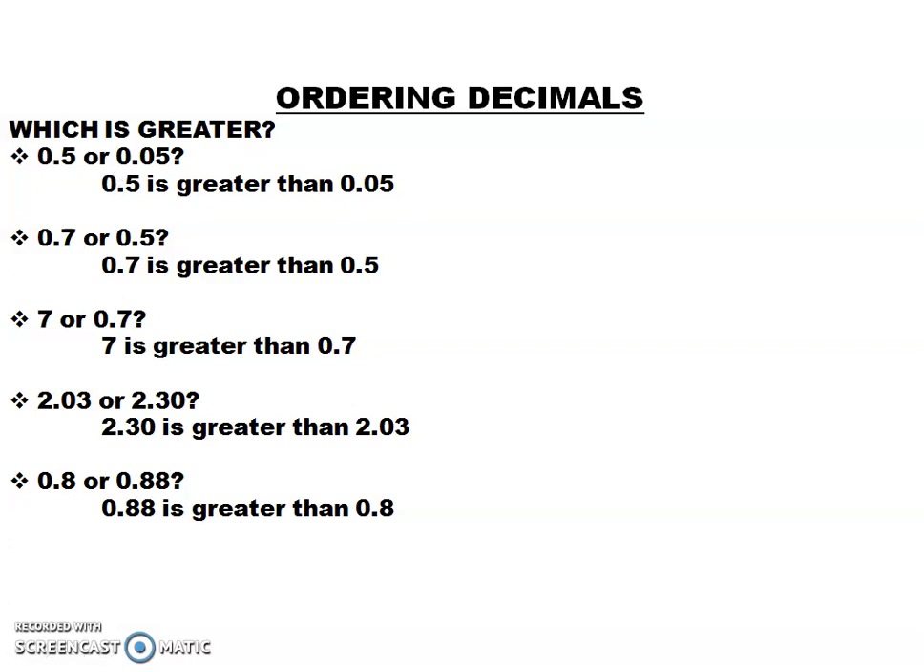So, next, compare the 10th position. Here it is 5. Here it is 0. Which is greater? 5 is greater. So, 0.5 is greater than 0.05.